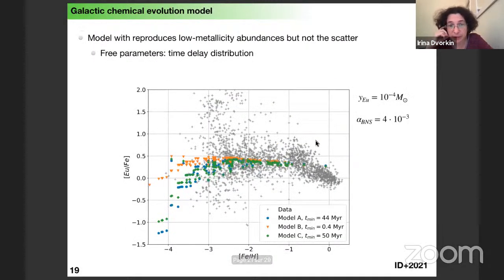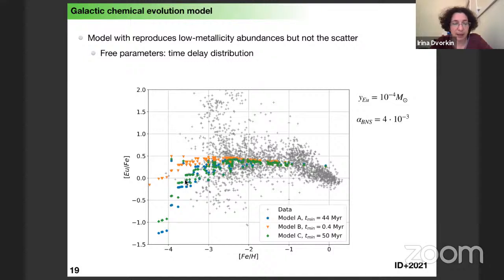So given this model, we can now calculate what is the abundance of europium in each of these galaxies, and the result I have is here. Maybe not completely satisfactory, and I'll show next how to improve it. So here again I show you in the same plane europium over iron on the y-axis and iron over hydrogen on the x-axis. Again, these are measurements from the Milky Way in gray, and the color points are the results of these three models with three different time delay distributions.